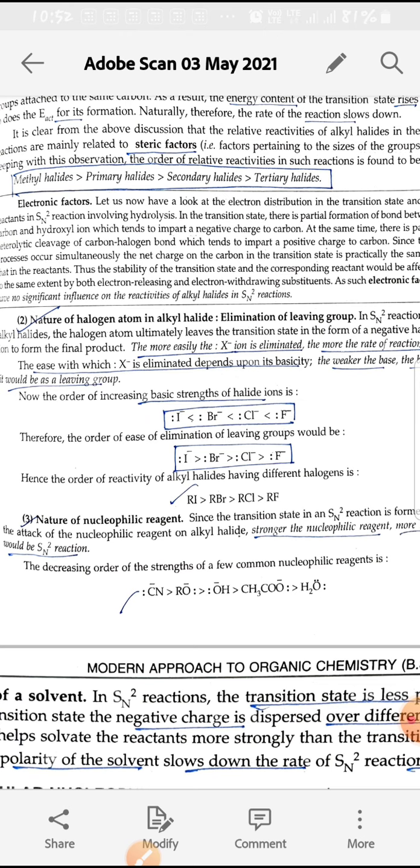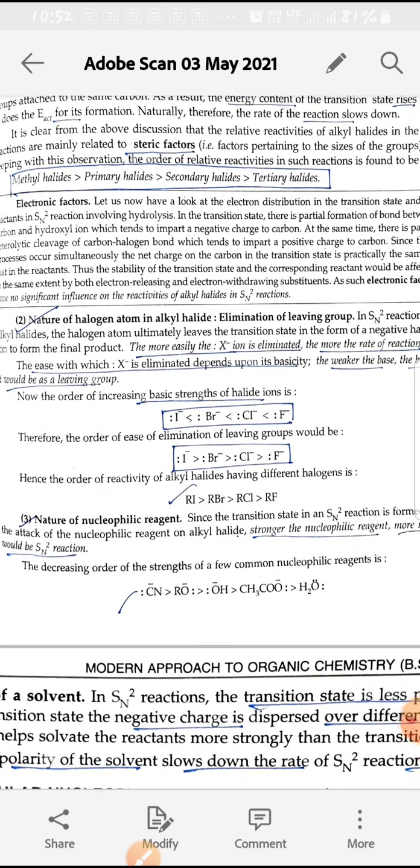F negative will have greater basic strength than Cl negative, then Br negative, then I negative. Then the order of elimination of leaving group will be opposite. Then I negative acts as a good leaving group, then Br negative, then Cl negative, then F negative. It means RI will be more reactive than RBr, then RCl, then RF.